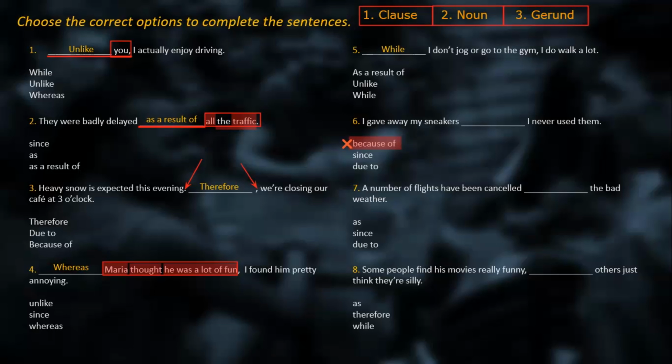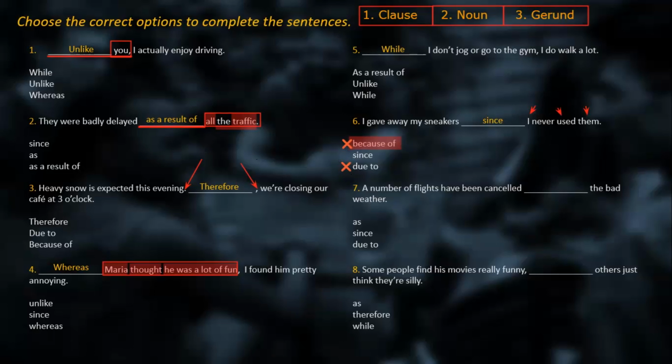Since. But due to is the same. Due to uses a noun. Yeah. Okay. It's a noun. So what is the remaining option? What is the last option? Since, because it's a clause. Yes, exactly. Because we have in here a clause, you can recognize the subject, the verb, and the complementary information. Since is the best option.